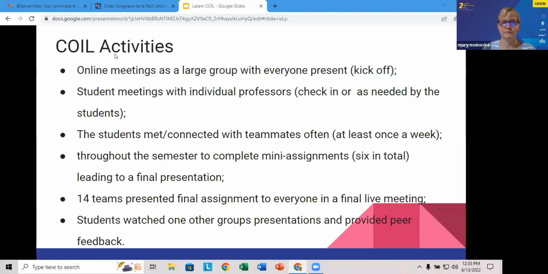So in terms of the assessments, all of the individual and group activities were for credit and were graded to ensure equal participation and contribution to group work and as a demonstration of their learning outcomes as well. In addition to the grades assigned by the professors, there was also a peer evaluation for the final assignment.